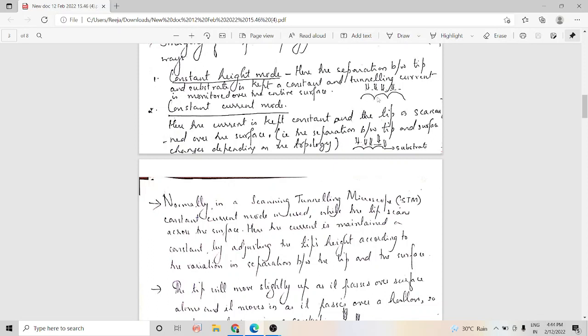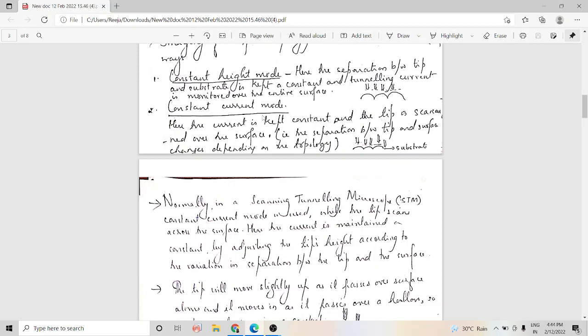Because the separation is varying here, the tunneling current will vary, and it will help you in determining the surface morphology. Whereas in the second case, the constant current mode, the tunneling current is kept constant, and the tip is scanned over the surface. That is, the separation between the tip and the surface changes depending on the surface morphology, so that the current is kept constant.